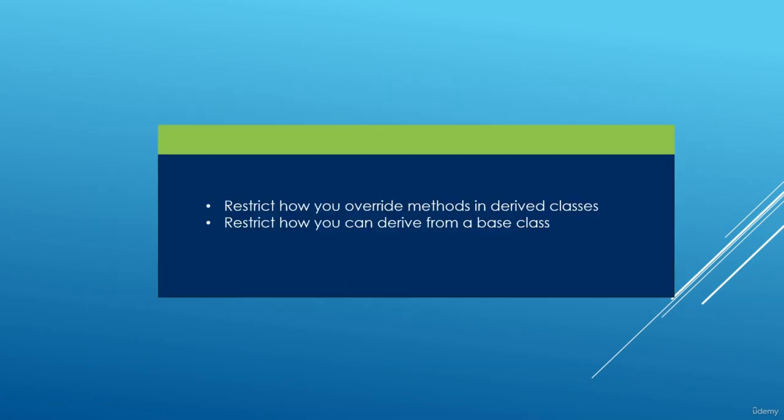Again, there are two things. You can restrict how people override your virtual methods. If you want to restrict that from the current class, you can mark your virtual method as final. You can also restrict how people inherit altogether from your class, and if you want that behavior, you can mark your class as final using the syntax we just saw in the slides here.